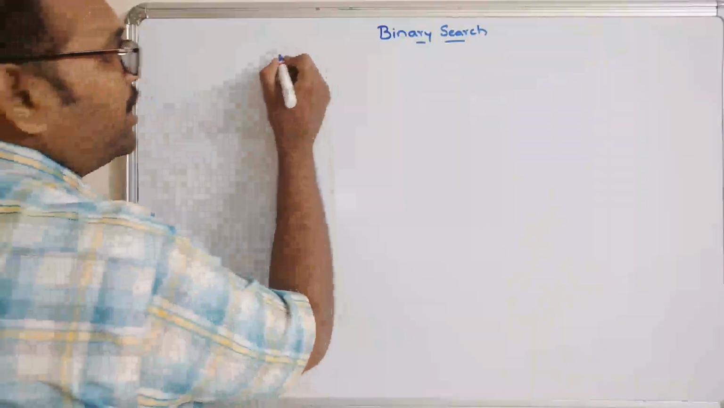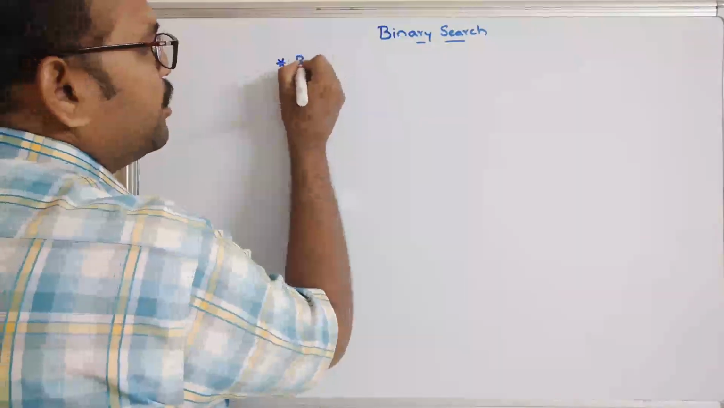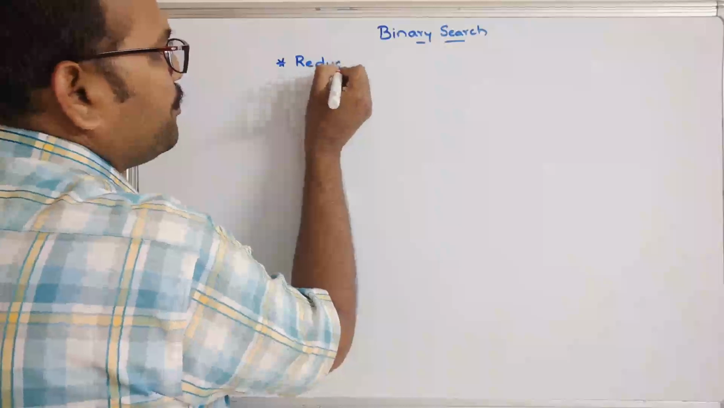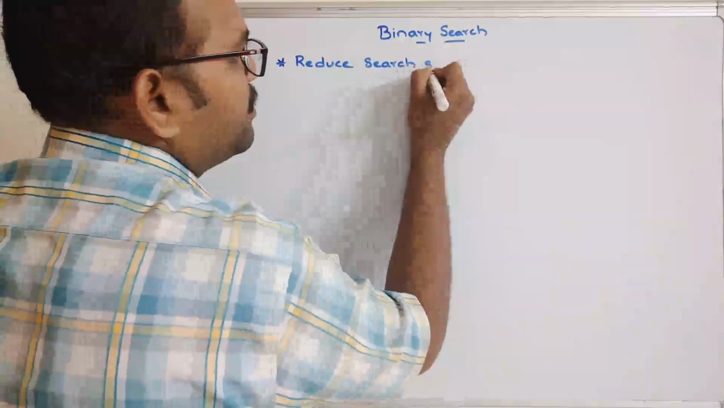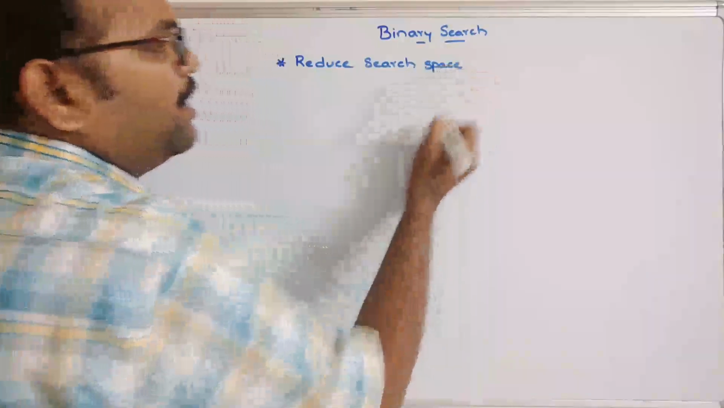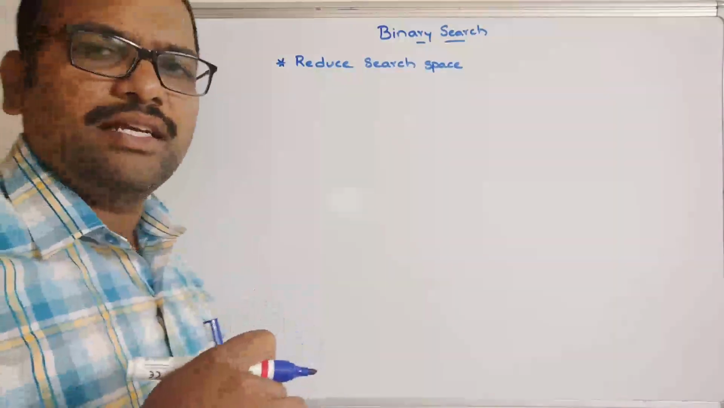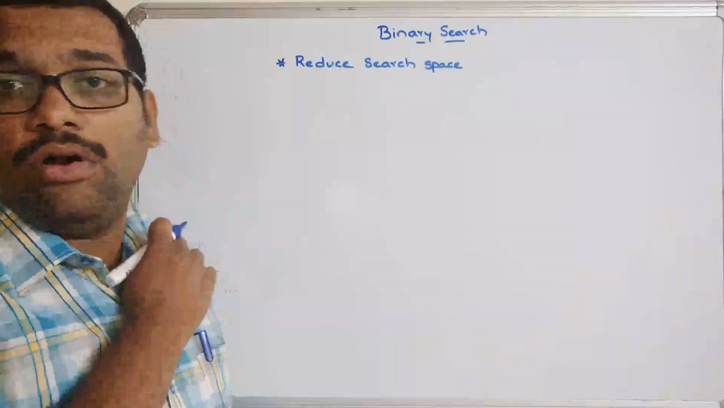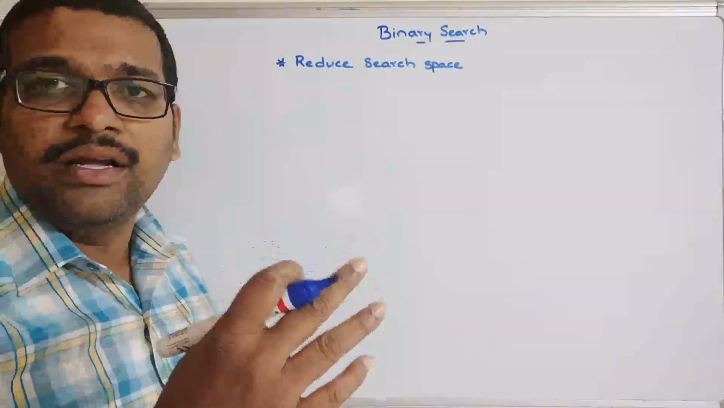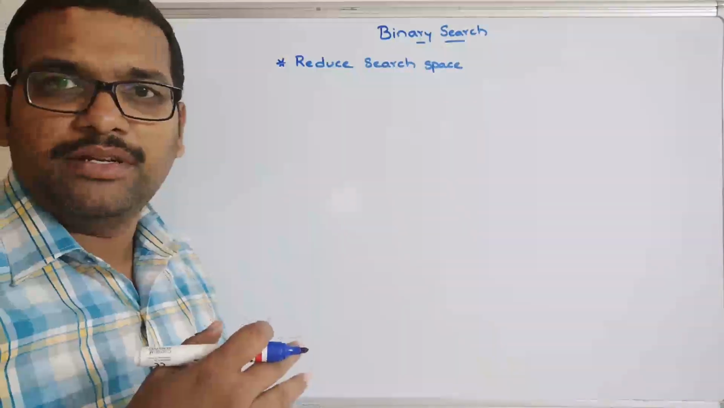The first advantage of using binary search is that we can reduce the search space. Even though the search element is at the last position, we need not perform all the iterations, right? So we can reduce the search space.